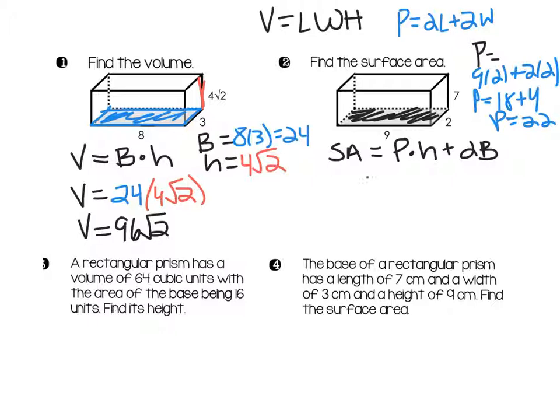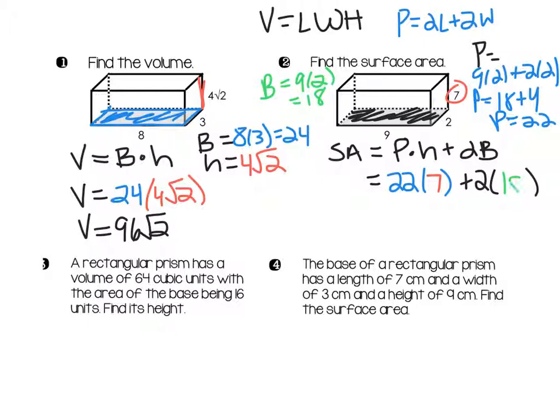So my surface area equals 22 times my height, which is 7, and then plus 2 times the area of my base. Area of my base is length times width, which would be 9 times 2, and I know you can do a lot of this in your head, I'm just writing it out, times 18. So that is going to give me 190.